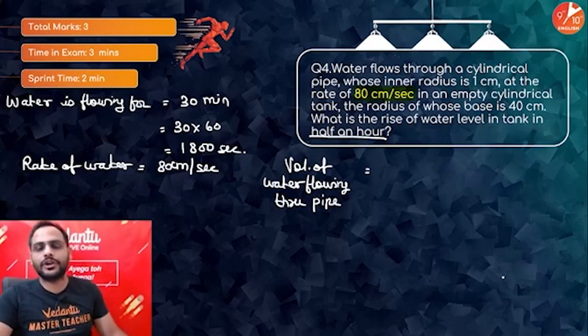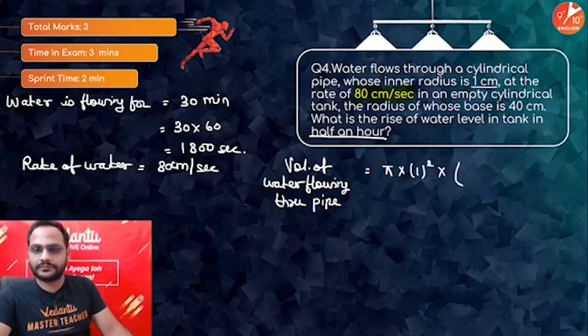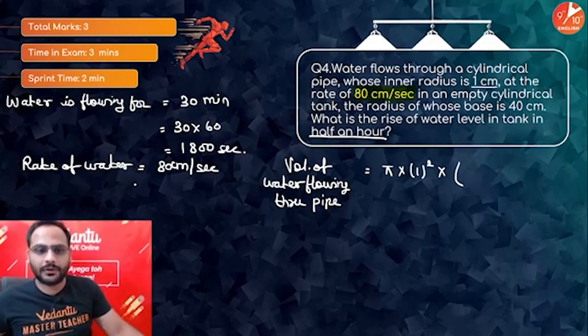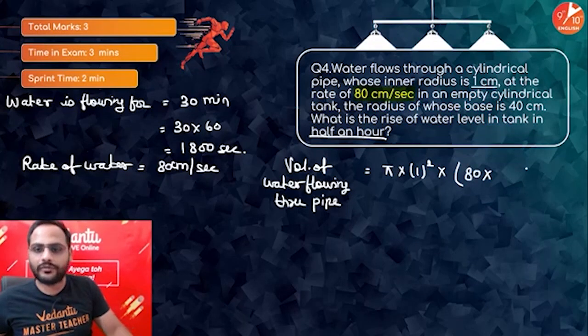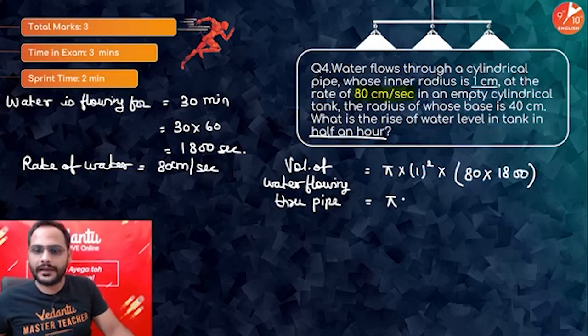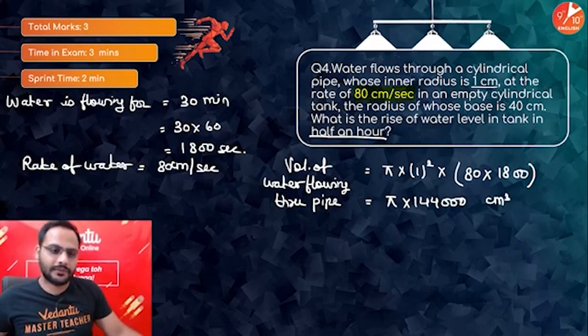The volume of water which is flowing through the pipe will be equal to pi r square h. So pi r, the radius of this pipe is given as 1 centimeter. So 1 square into height, or the length. What will be the length? The rate of water is 80 centimeter per second, and how many seconds is the water flowing? For 1800. So this is going to be your length. So we'll be getting pi into 80 times 1800, that is 144,000. This much volume of water has flown through the pipe. Okay? So this is one important step.